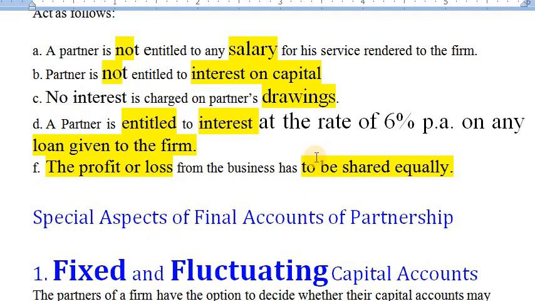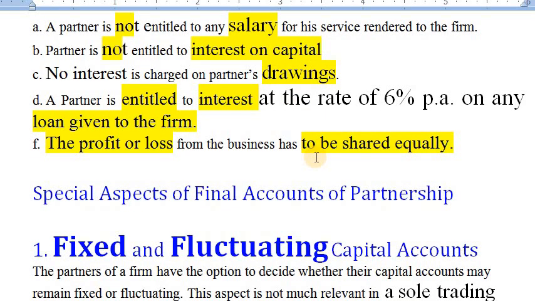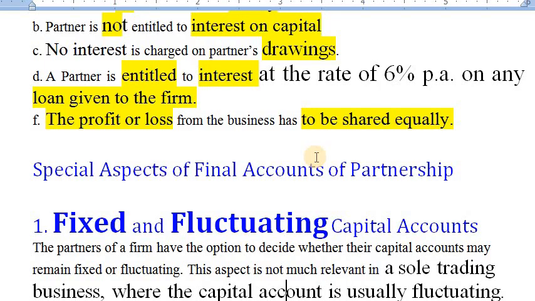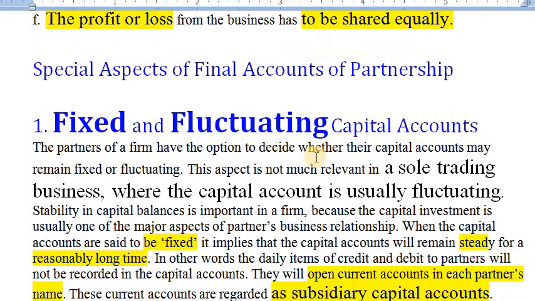Okay, now some special aspects. Fixed and fluctuating capital accounts. By looking at this, you will think it's something very big. Fixed capital, fluctuating capital, it's nothing. I tell you, fixed capital means that all entries, normally partner salary, interest on capital, interest, all such entries will be made in a current account, and the capital account will be left intact. You won't make any entry, just opening balance, closing balance brought down, balance carried down. That's all. So that is called a fixed capital account.